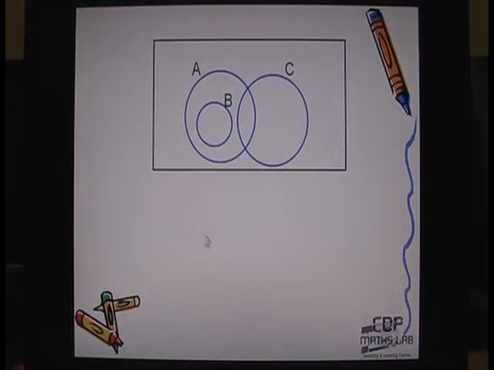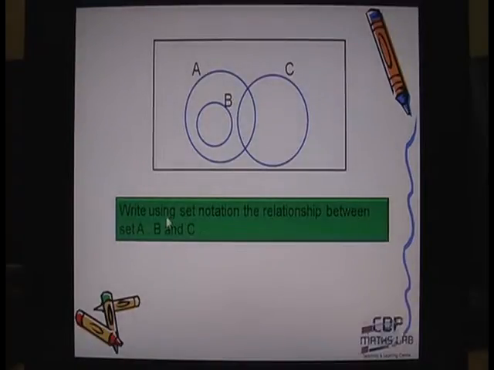Wow, this looks difficult, doesn't it? You're going to tell me what's the relationship between B and A, B and C, and A and C. Here it is. Write using set notation the relationship between sets A, B and C. What's your answer? Did you get this one for one of them? B is a subset of A? Yes, because B is in what? A.